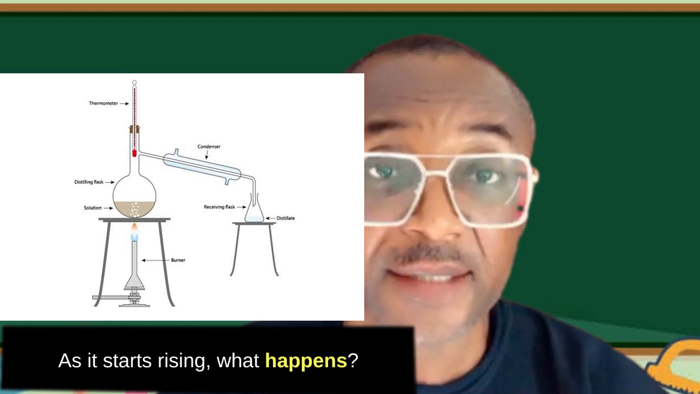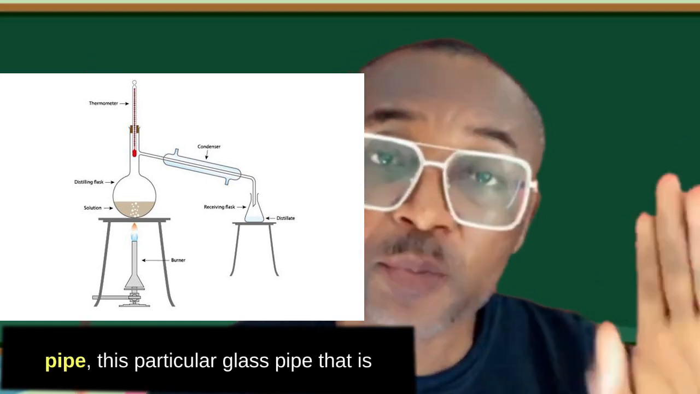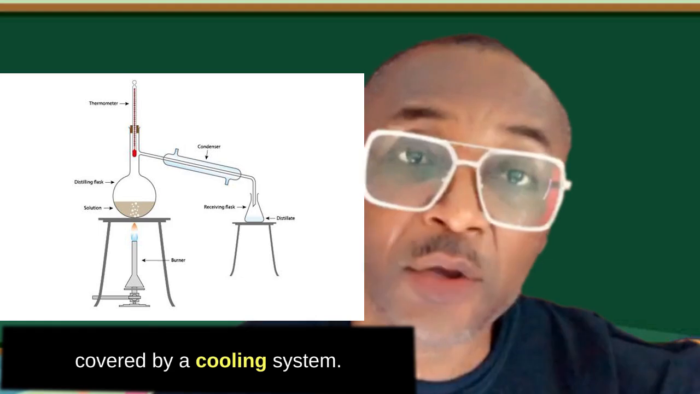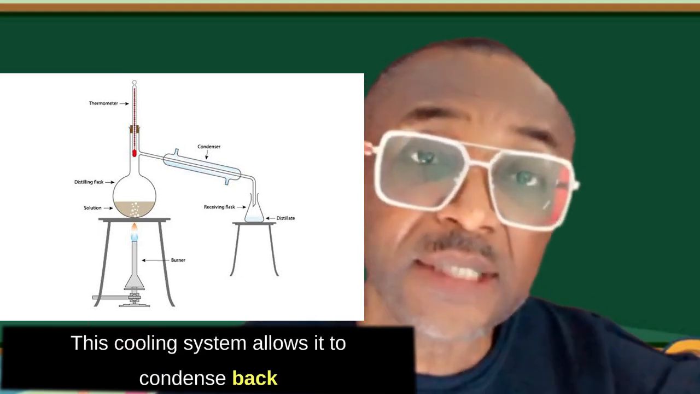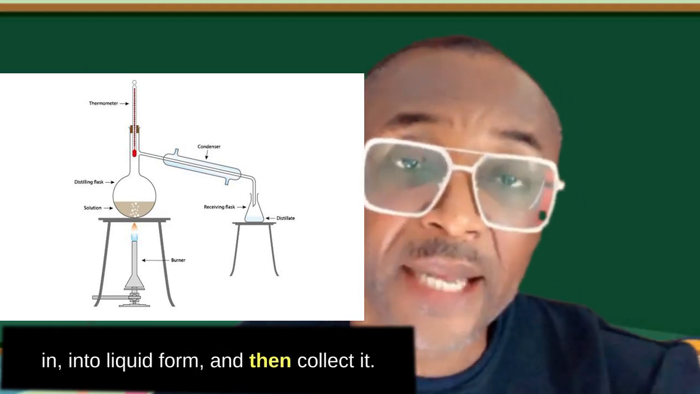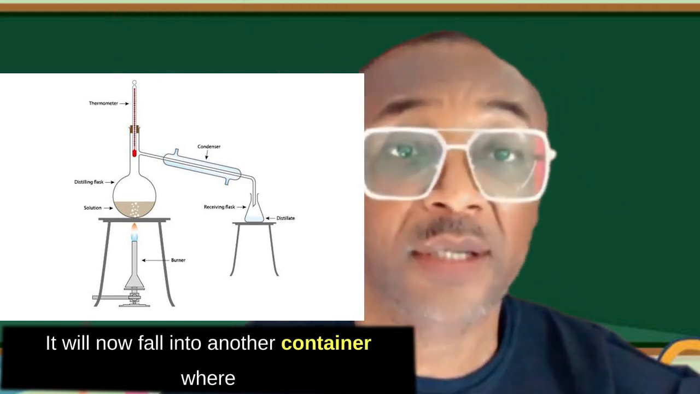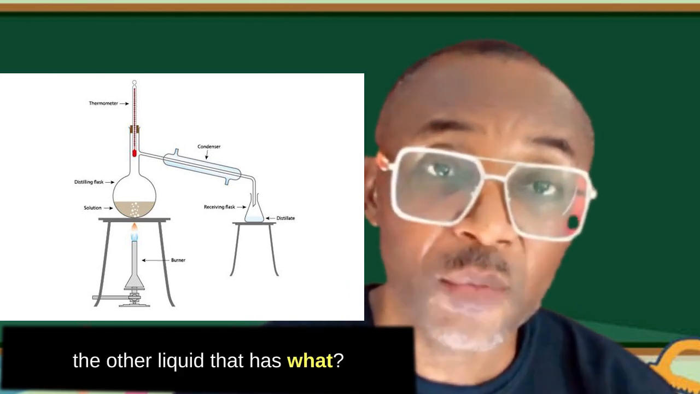As it starts rising, what happens? It will start passing through this particular glass pipe that is covered by a cooling system. This cooling system is known as the condenser. It allows the vapor to condense back into liquid form and then be collected. It will now fall into another container where it will be collected, leaving behind the other liquid that has what?